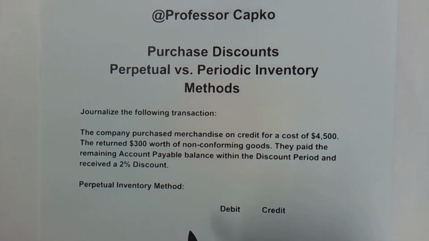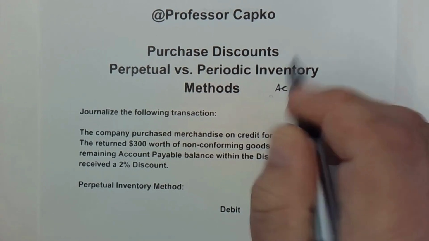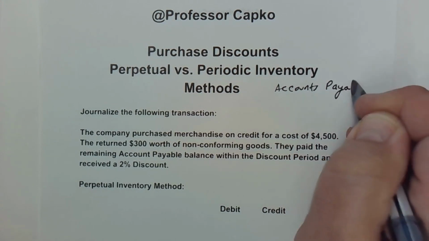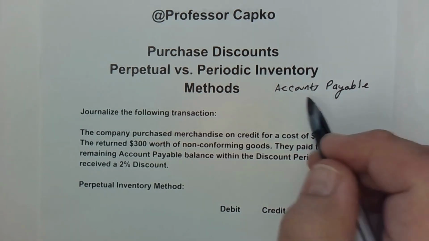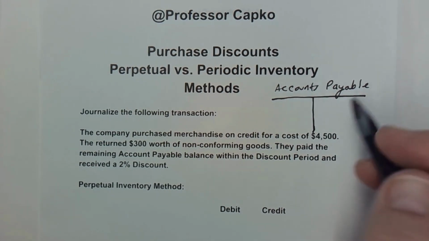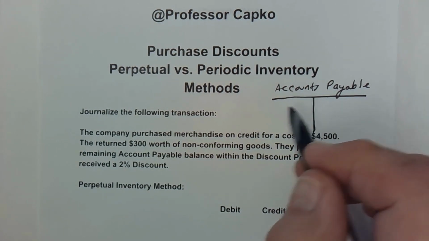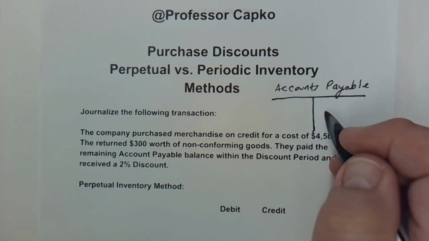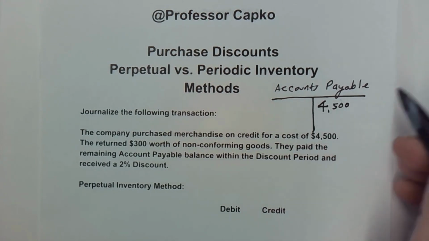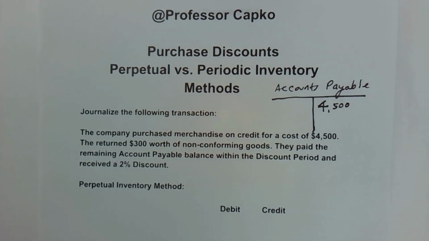So let's first think about the accounts payable. And we know the accounts payable account is a liability account. And so that goes up with credits and down with debits. So the original amount purchased was $4,500. So that would be a credit balance in there of $4,500.